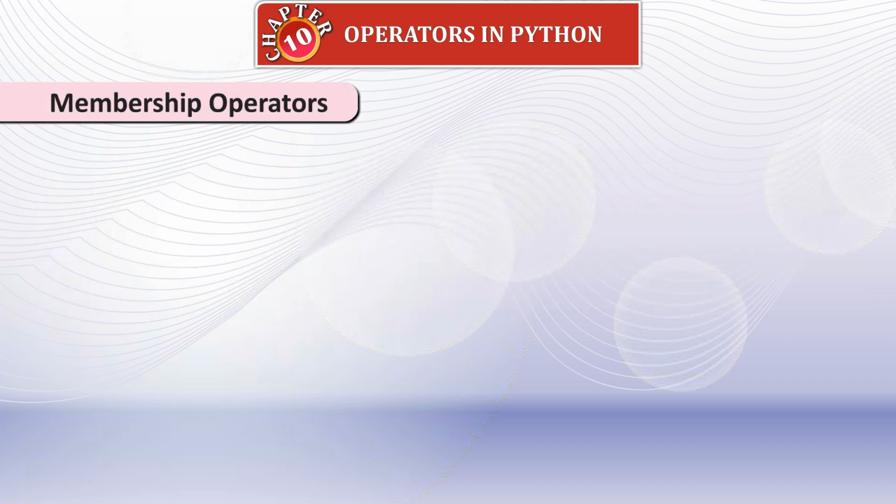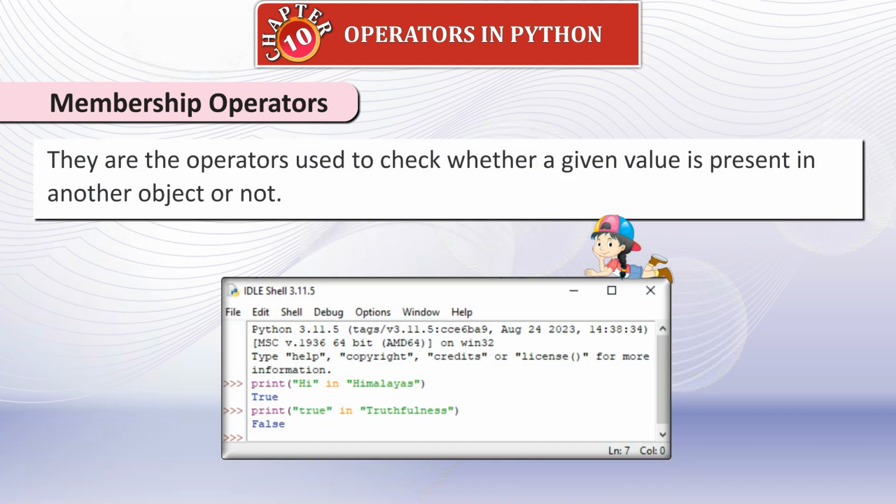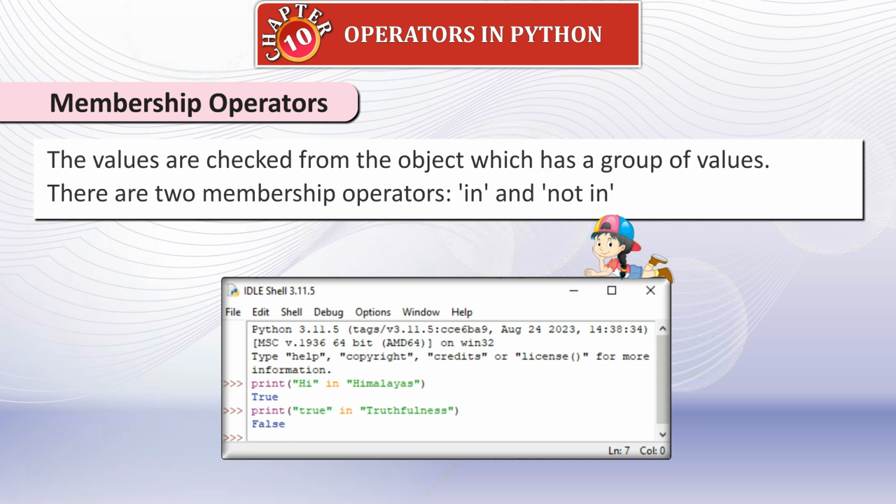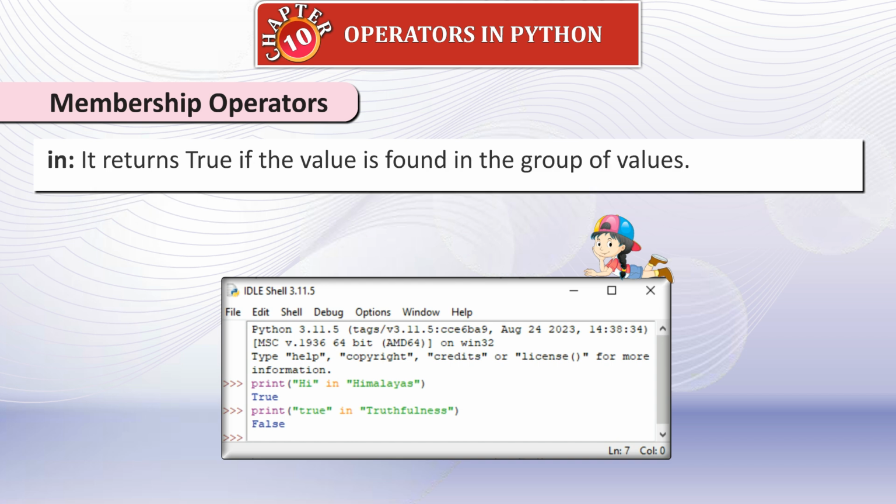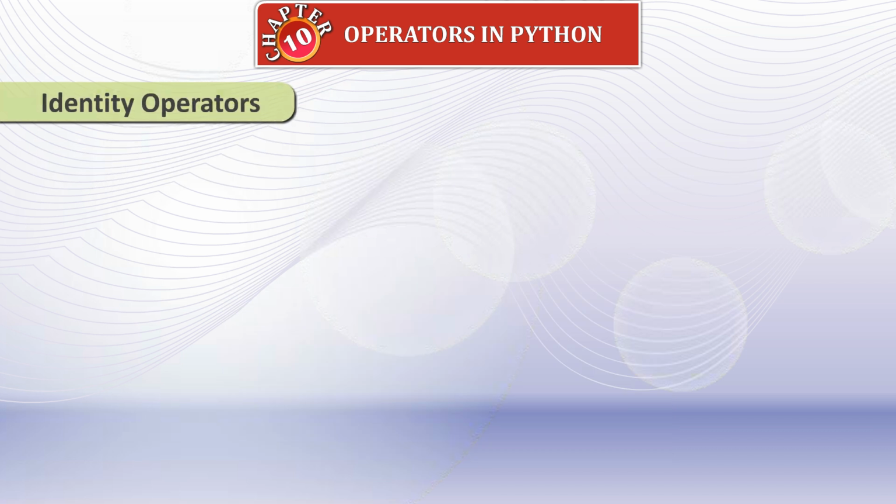True. Membership operators. They are the operators used to check whether a given value is present in another object or not. The values are checked from the object which has a group of values. There are two membership operators, in and not in. In returns true if the value is found in the group of values.